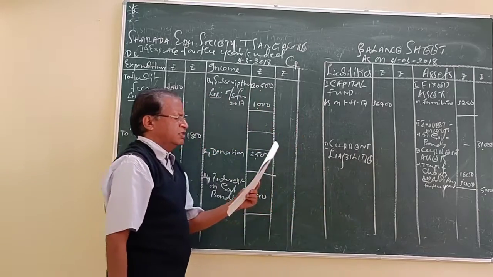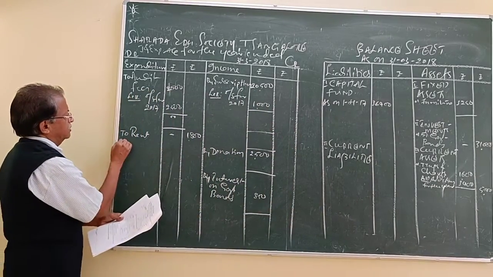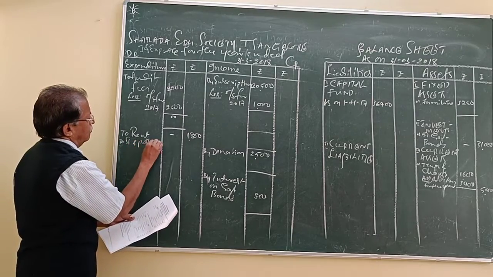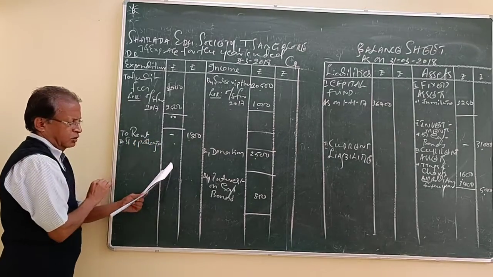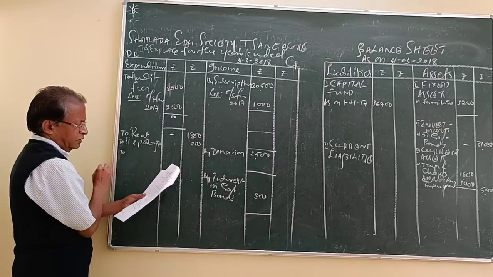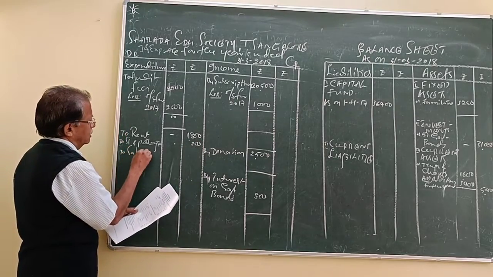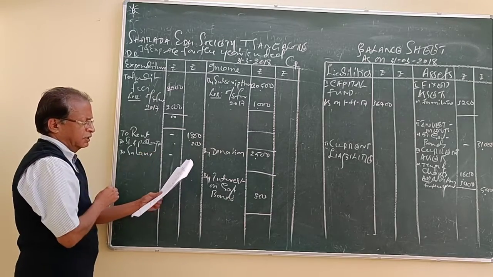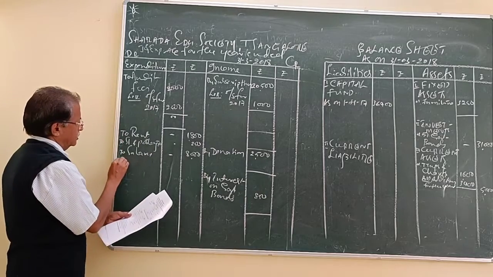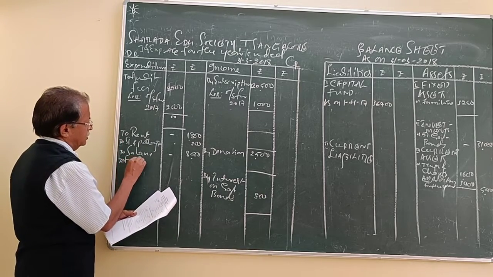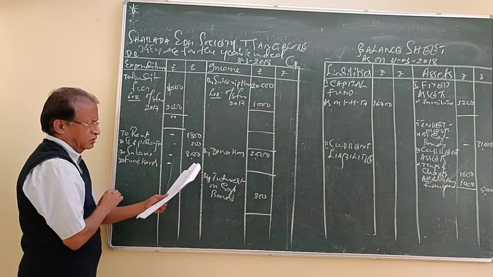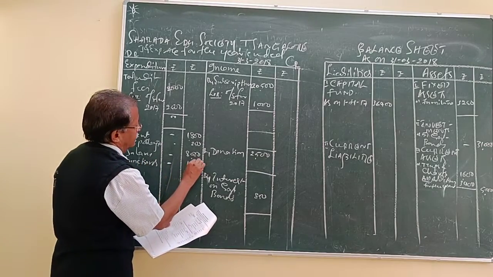Salary. Before that, stationery and postage. It is the revenue expenditure debited to income and expenditure account. How much? 250. Next, salary. It is also revenue expenditure debited to income and expenditure account, 8,000. Function. It is also revenue expenditure debited to income and expenditure account, 1,050.